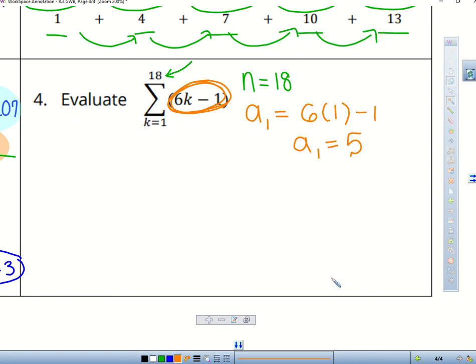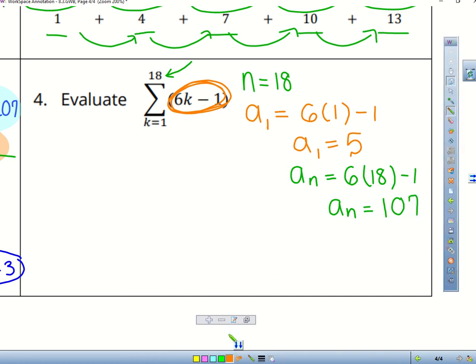So we always know that we have to know our first term and our... first and last to find a sum. So to find the last term, a sub n or a sub 18, you're going to plug 18 into the formula. And that's going to give you something. 107. Okay.